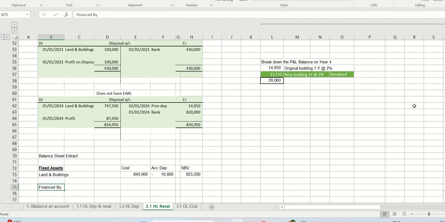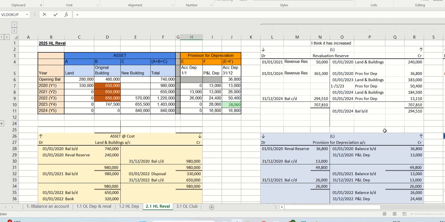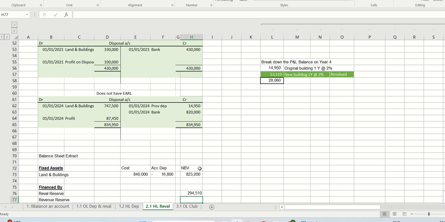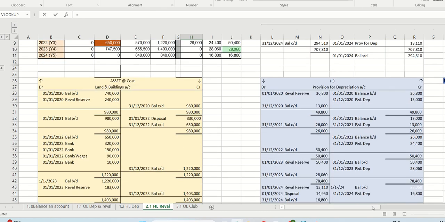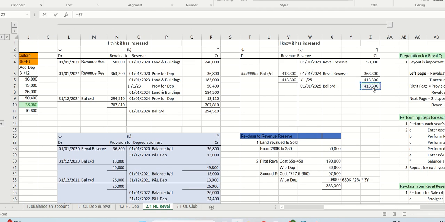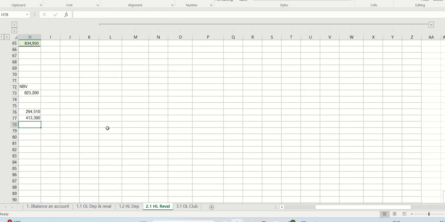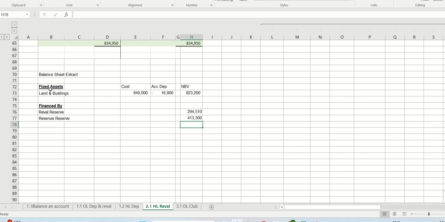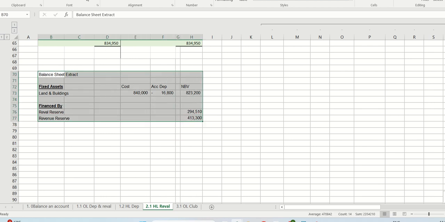Okay, that's the top part of our balance sheet. Now our financed by section, which will always have our capital and reserves. So we're going to have a reval reserve and a revenue reserve. The 2 of those. So the reval reserve, just make sure you don't mix your numbers up, 294,510, and the revenue reserve for what has been revalued and sold is our 413,300. So that is your balance sheet extract. Okay, that's all you need to do to get it.